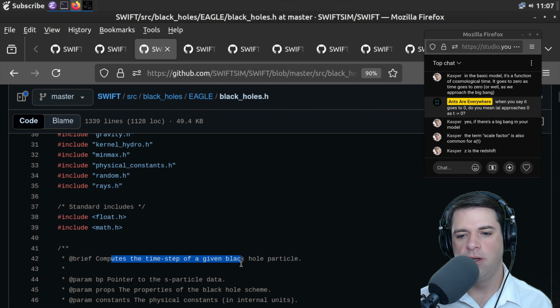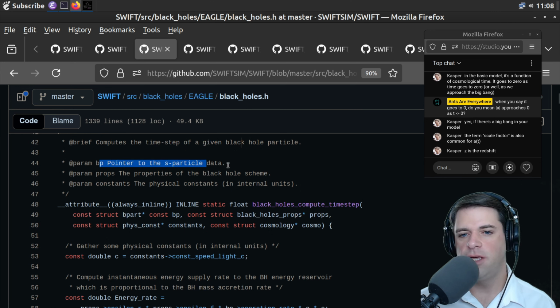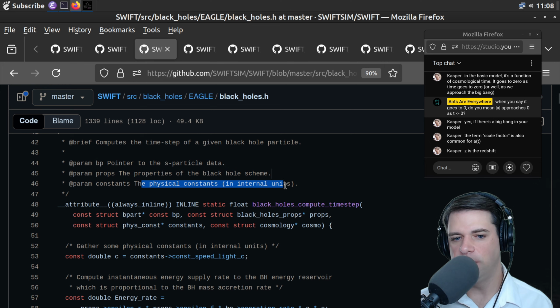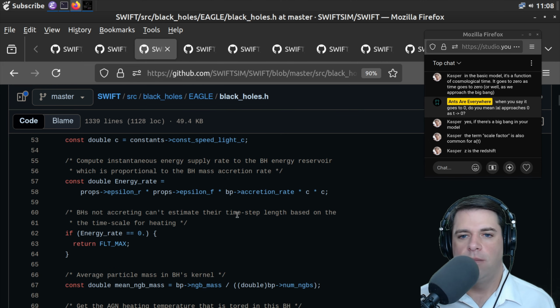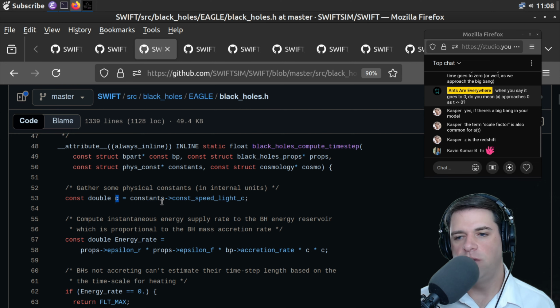Computes the time step of a given black hole particle. So I guess of a single particle. BP is a pointer to the S particle data. Props are the properties of the black hole scheme. And constants are the physical constants in internal units. So we've got the speed of light, which is a constant from here. So that's C. You might set speed of light to 1.